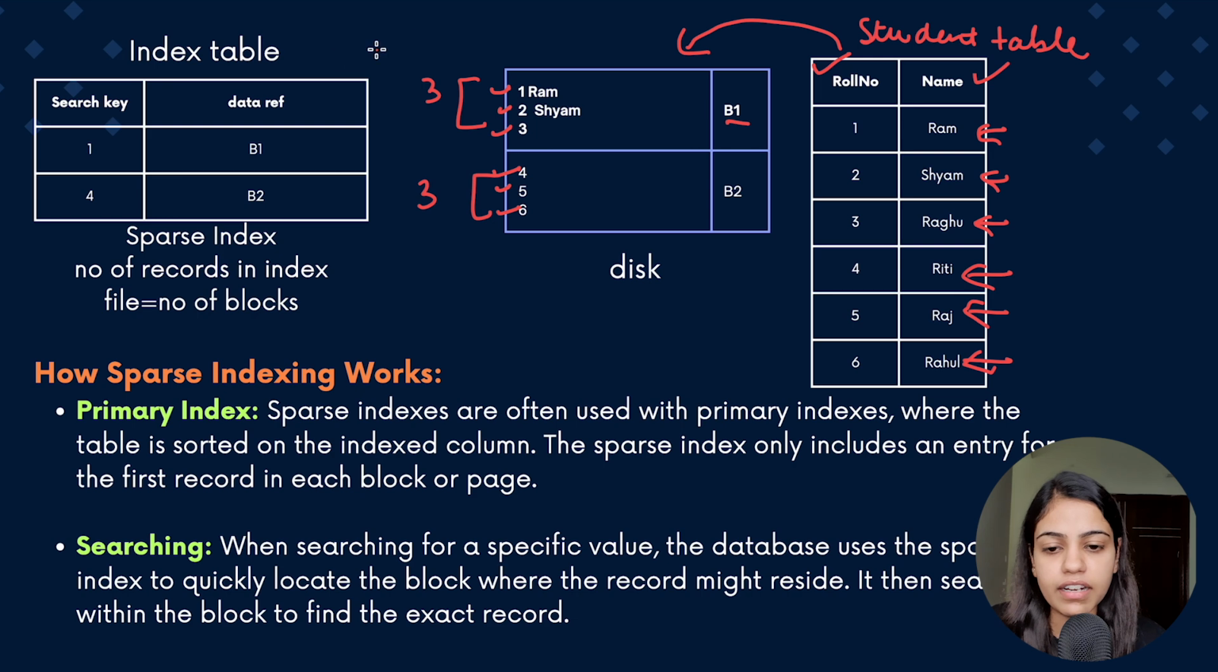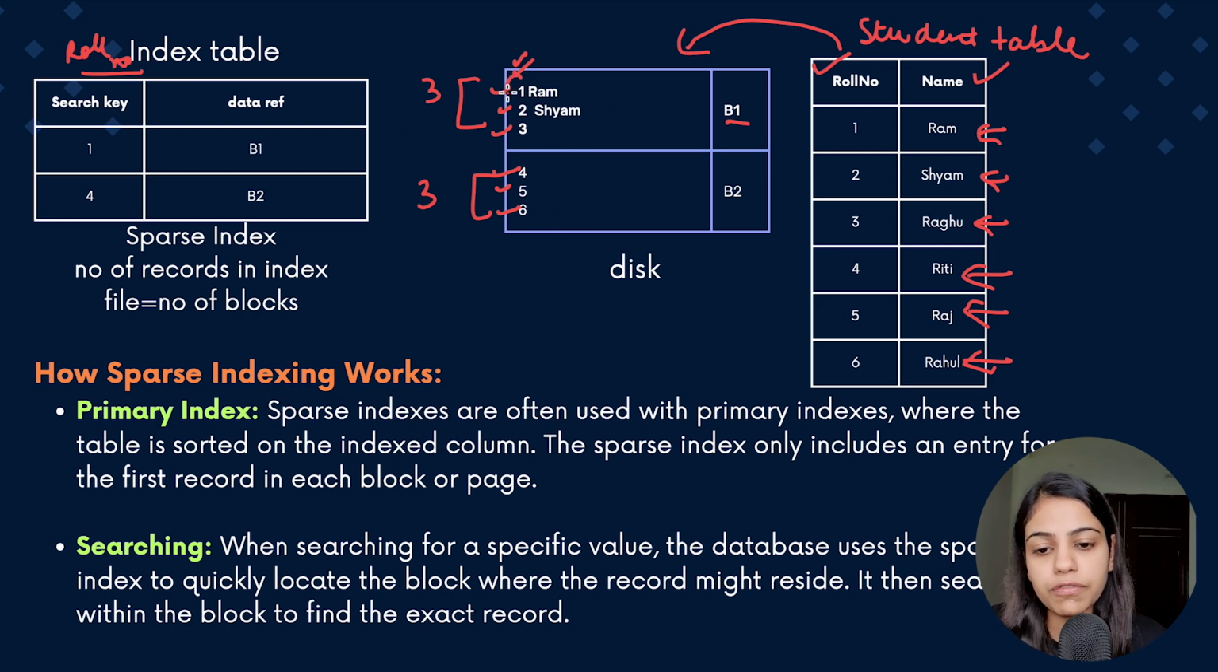So how can we create the index table? First we will choose roll number as the index column. Now we need to provide the search key, which is basically the roll number present here. So in sparse index, we don't go ahead and provide an entry for each and every row present in our table.